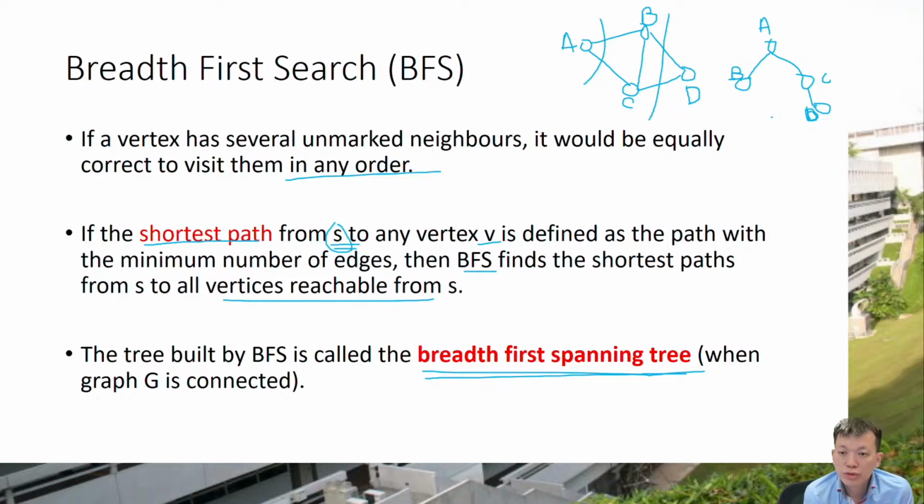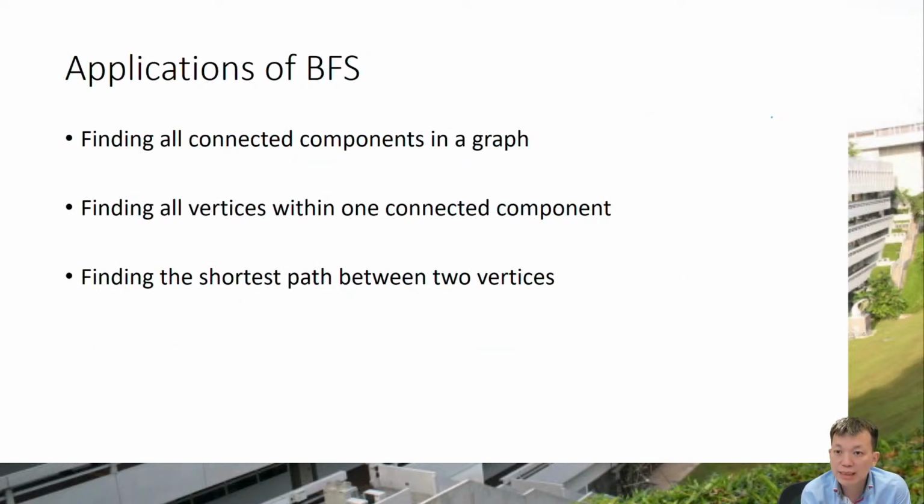So that's breadth-first search. Basically, the applications can be finding whether a directed graph is strongly connected or not, or finding all the vertices within one connected component. You can also find the shortest path between two vertices, and so on and so forth. There are a lot of applications for breadth-first search, sometimes maybe not so obvious. I tell you this is breadth-first search, then when you see the problem, you know that you can use breadth-first search to solve it.